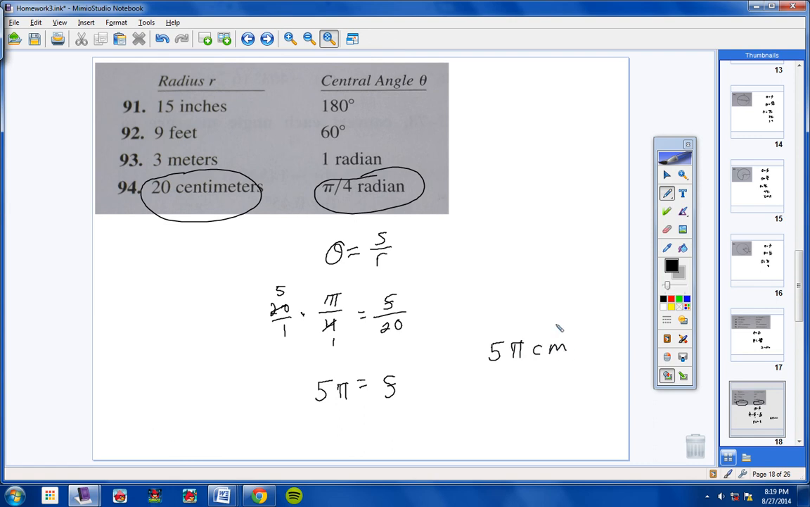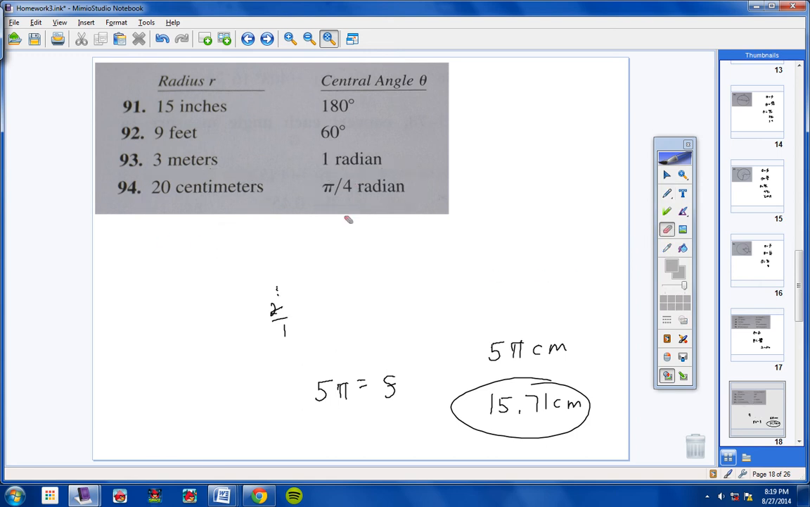Now, if you want to type that into your calculator, you're more than welcome to do that. You would get 15.71. Of course, I rounded that. 15.71 centimeters. Okay, so I hope this is making sense. This formula right here is a real handy formula. It's really neat to use. You just have to remember what each variable stands for, and also that your theta must be in radians, okay?